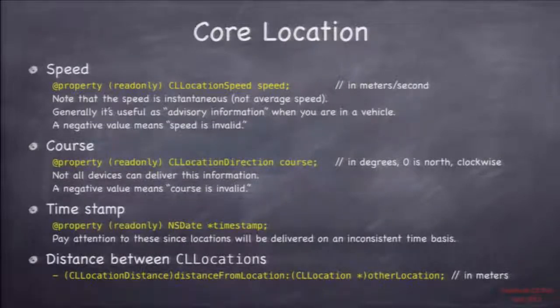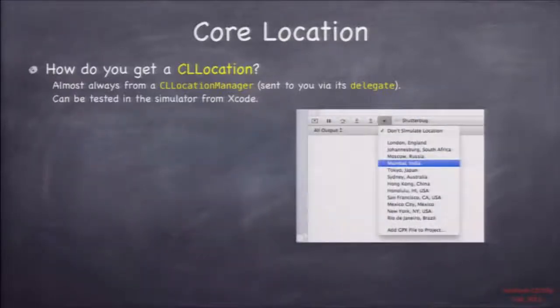Okay, some other properties there. I'm not really going to talk about them. You have the slide for them. Obvious things. Speed is calculated by seeing all the points that you're moving through time, and it can calculate your speed, things like that. So how do you get one of these core location guys? I want to get a core location object that says where I am right now. And the answer is you use this class called CLLocationManager.